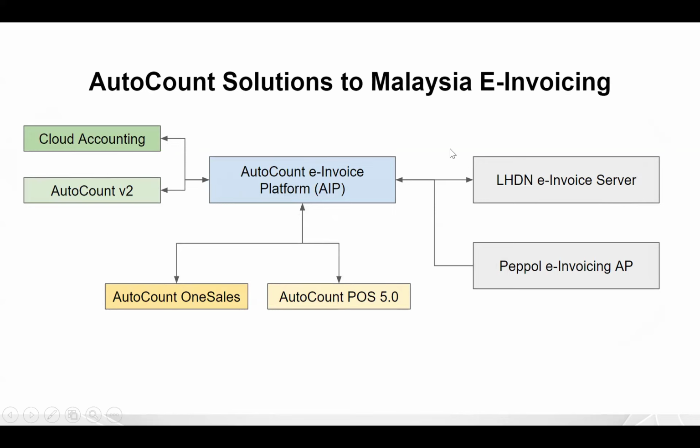But in the API itself, we don't link directly. We'll go through our big server called AIP. API and AIP are different things. API is the e-invoice module that you buy. AIP is our AutoCount big server. We call it the AutoCount e-invoice platform. This is a big server.